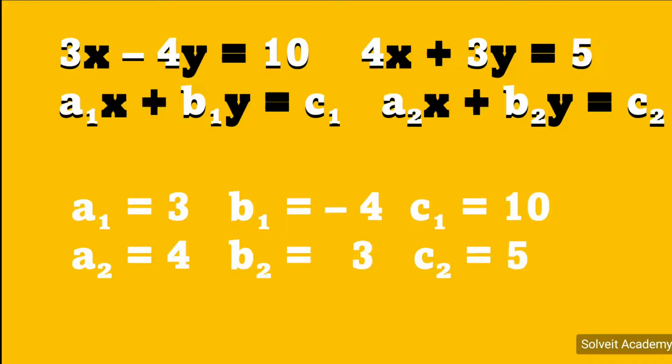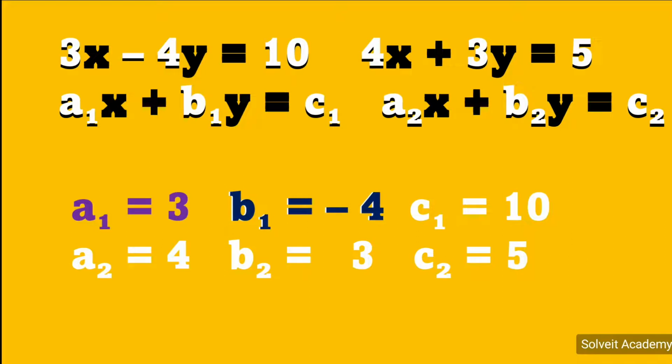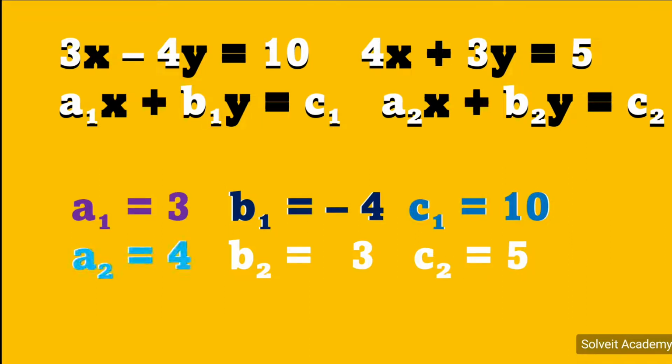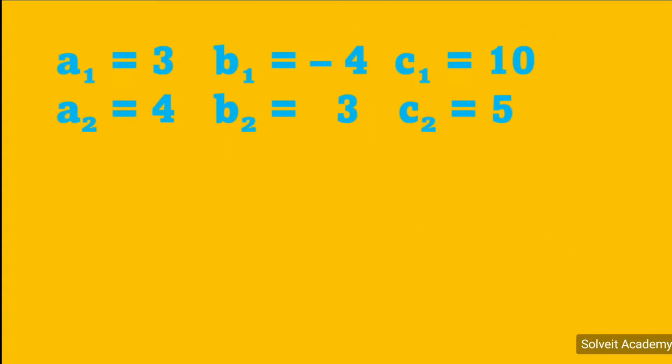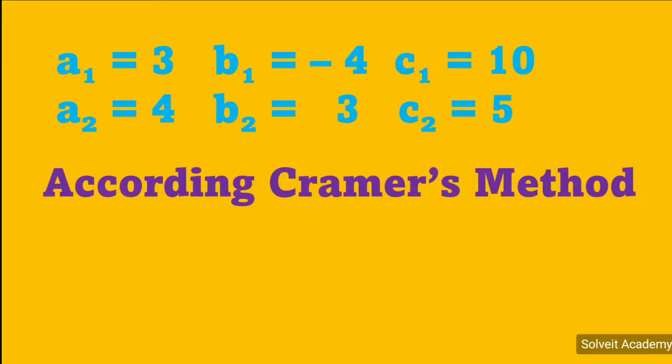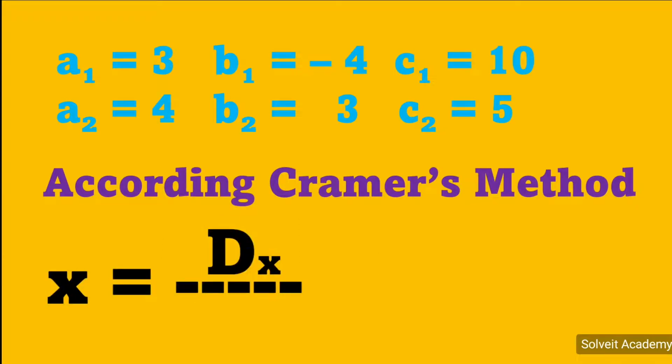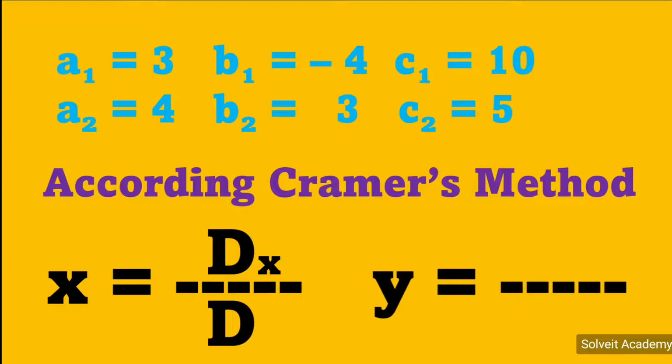So we have all values of a1, a2, b1, b2, c1, c2 as a1 is 3, b1 is -4, c1 is 10, a2 is 4, b2 is 3, and c2 is 5. We will use these values for further process. According to Cramer's method, x will be equal to dx upon d and y will be equal to dy upon d. Now the question arises, what are the values of dx, dy and d?